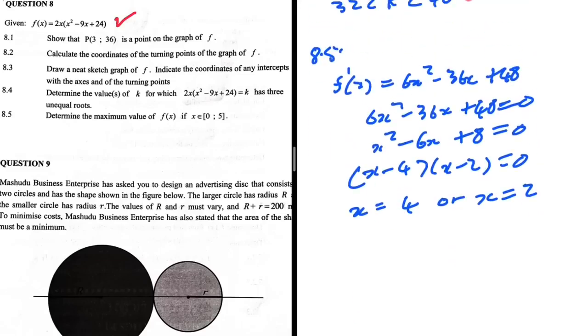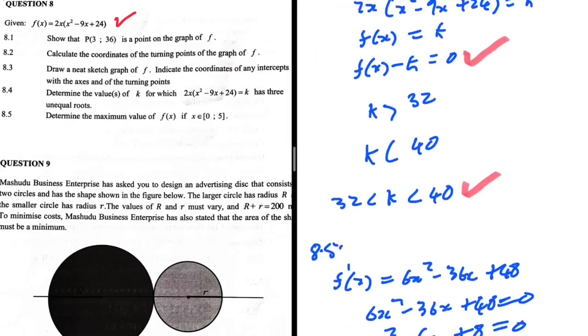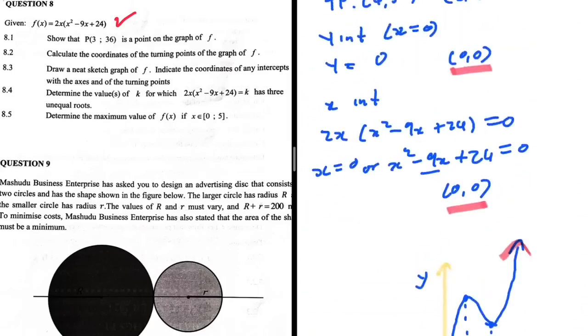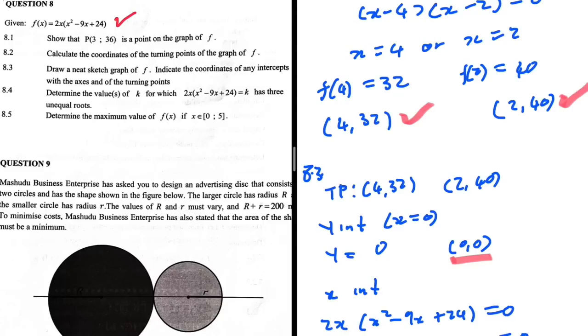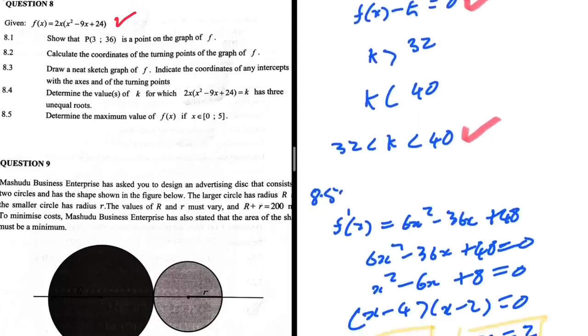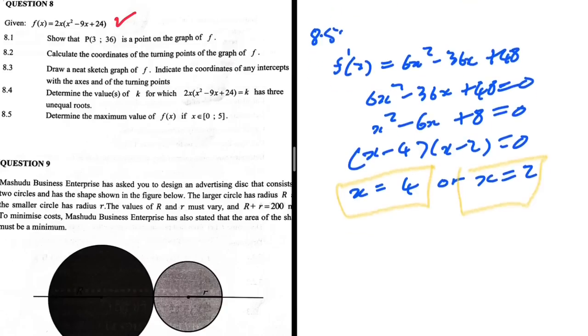So which one gives us a greater y value between x is equals to 4 and x is equals to 2? At x is equals to 2, we have 40. At x is equals to 4, we have 32. So clearly here, we have to go with x is equals to 2 because we know that y here is 40 and y here is 32. So we go with x is equals to 2. The maximum value here, y is equals to 40. We are looking for the maximum value.